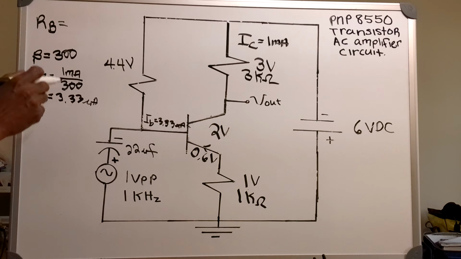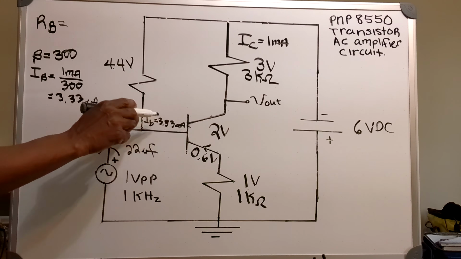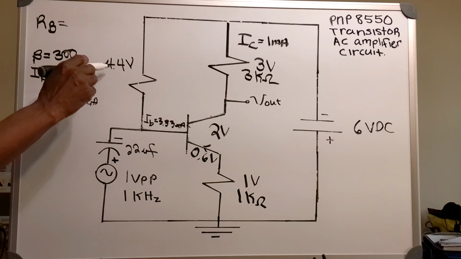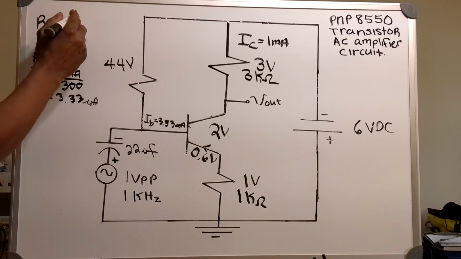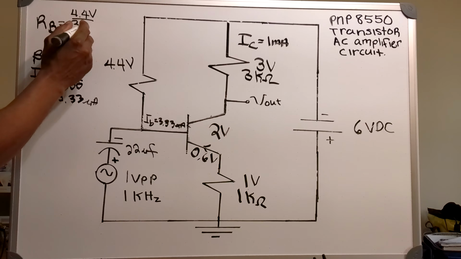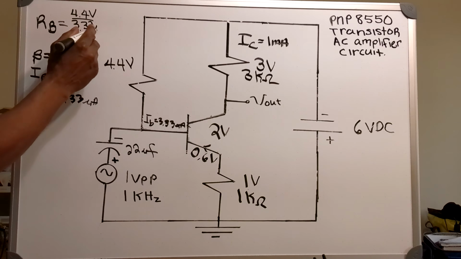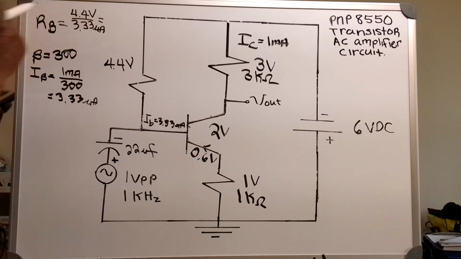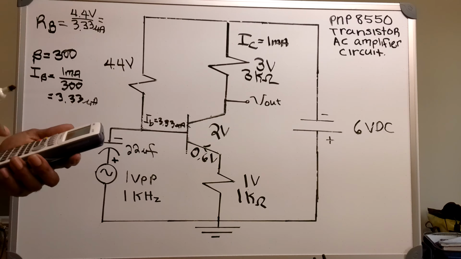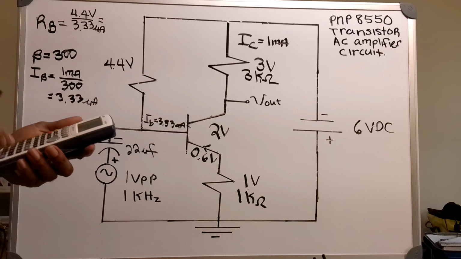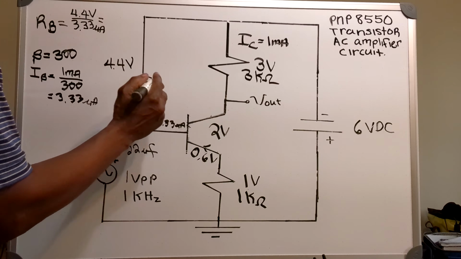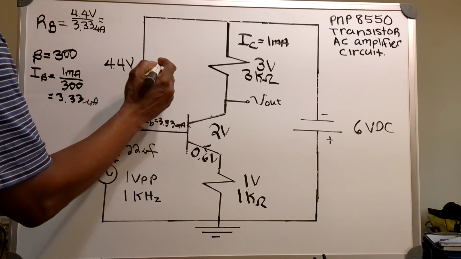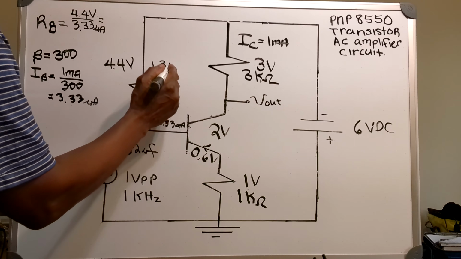Now what I'm going to do is divide the 3.33 microamps into my 4.4 volts, and that will give me the value of my base resistor. 4.4 volts divided by 3.33 microamps equals 4.4 divided by 3.33 microamps. That gives you a value of 1.3 megaohms.